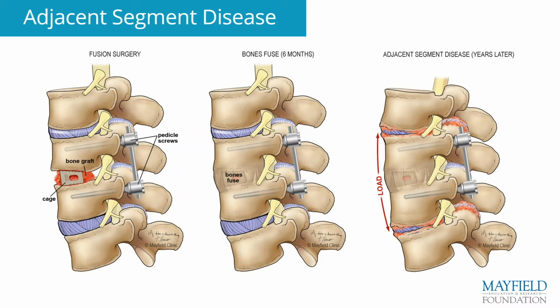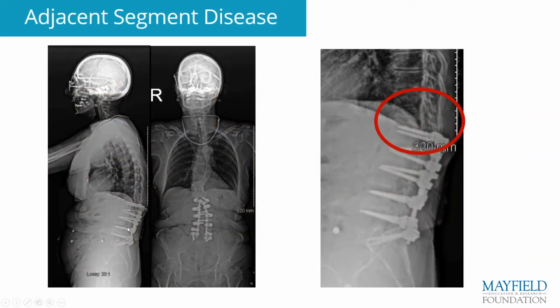Now, some people say, well, maybe those levels would have degenerated anyway. How can we know for sure? Either way, if you had a lot of mobility at this segment and you take it away, it's intuitive that these levels would have to pick up the slack. So this adjacent segment disease can be a cause for deformity.